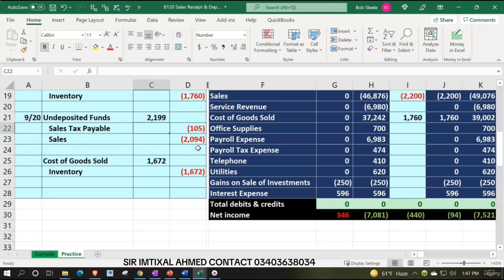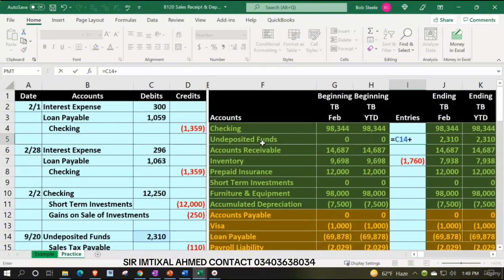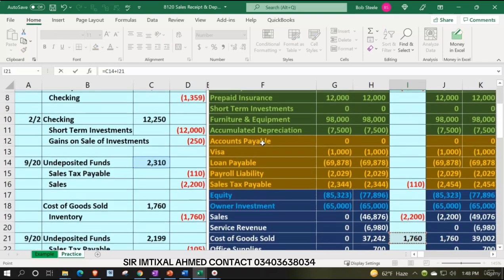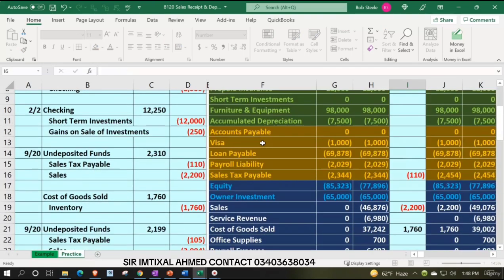So there it is. Now we're going to post this out. Undeposited funds is going to be up top, here. We're going to say F2 plus F2, scroll on down, and pick up the 2199.